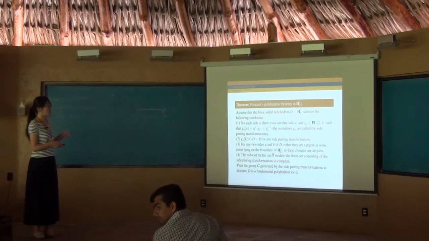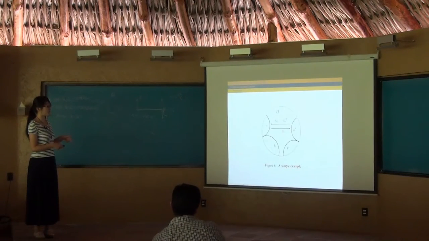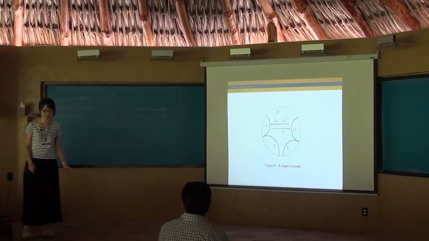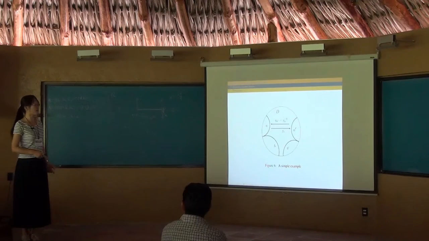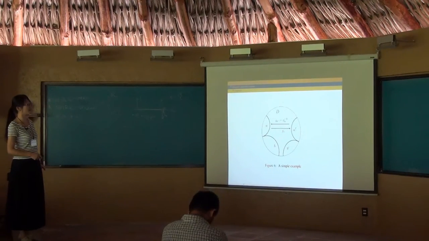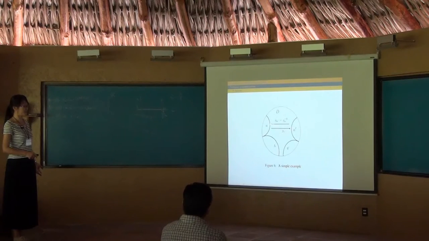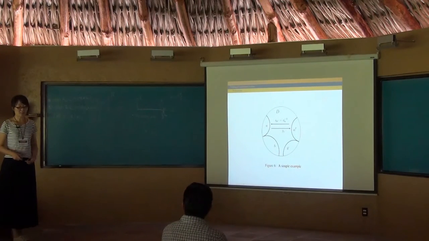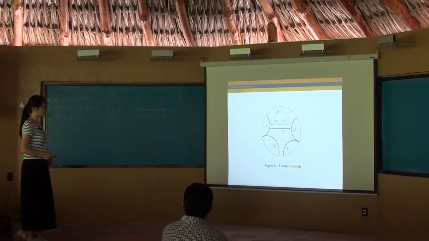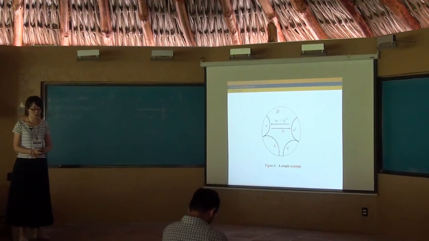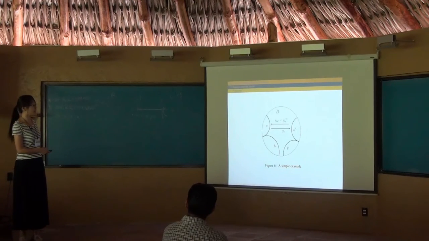And it should satisfy the following four conditions. First one is that for each side A of the polyhedron, there exists another side A prime and an element G sub A of PU(2,1) such that G sub A maps A to A prime. Also, G sub A prime is just the inverse of G sub A. And then any two sides of this polyhedron are either disjoint or tangent at the boundary.